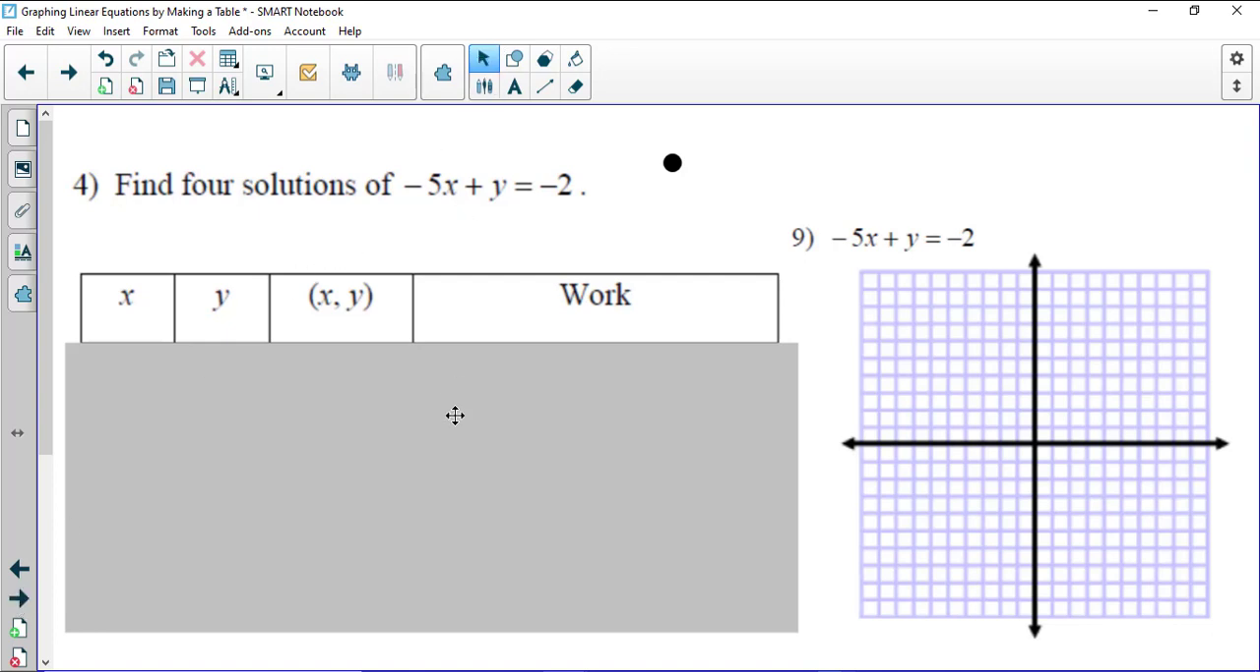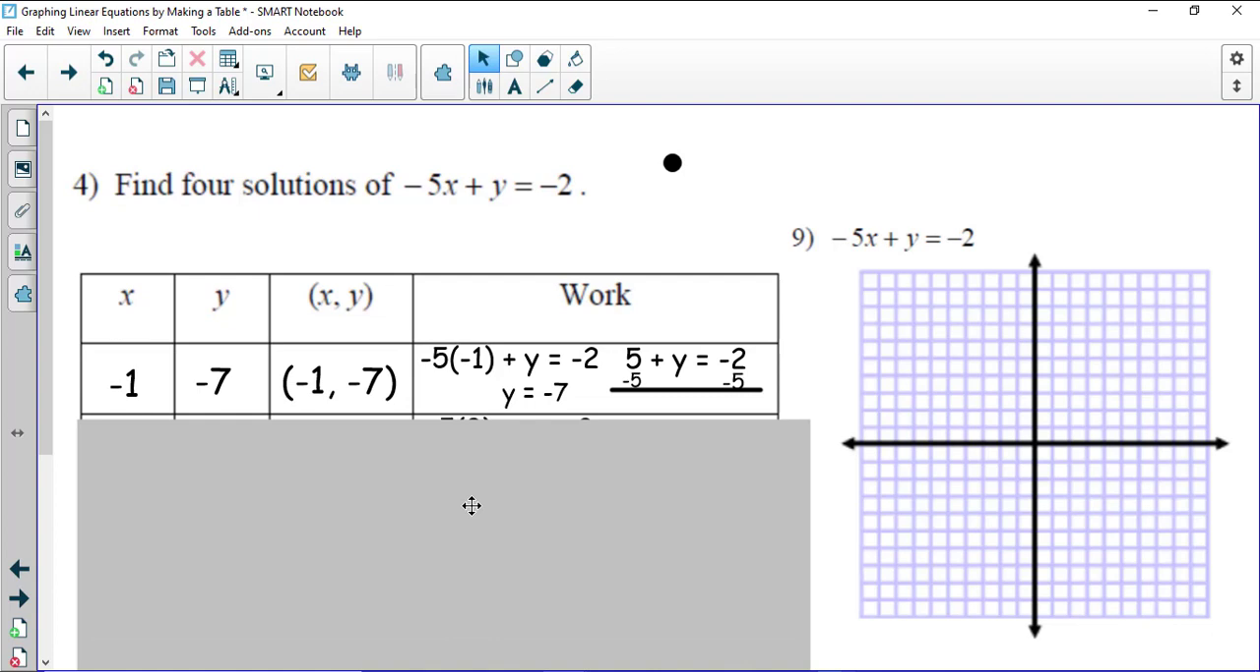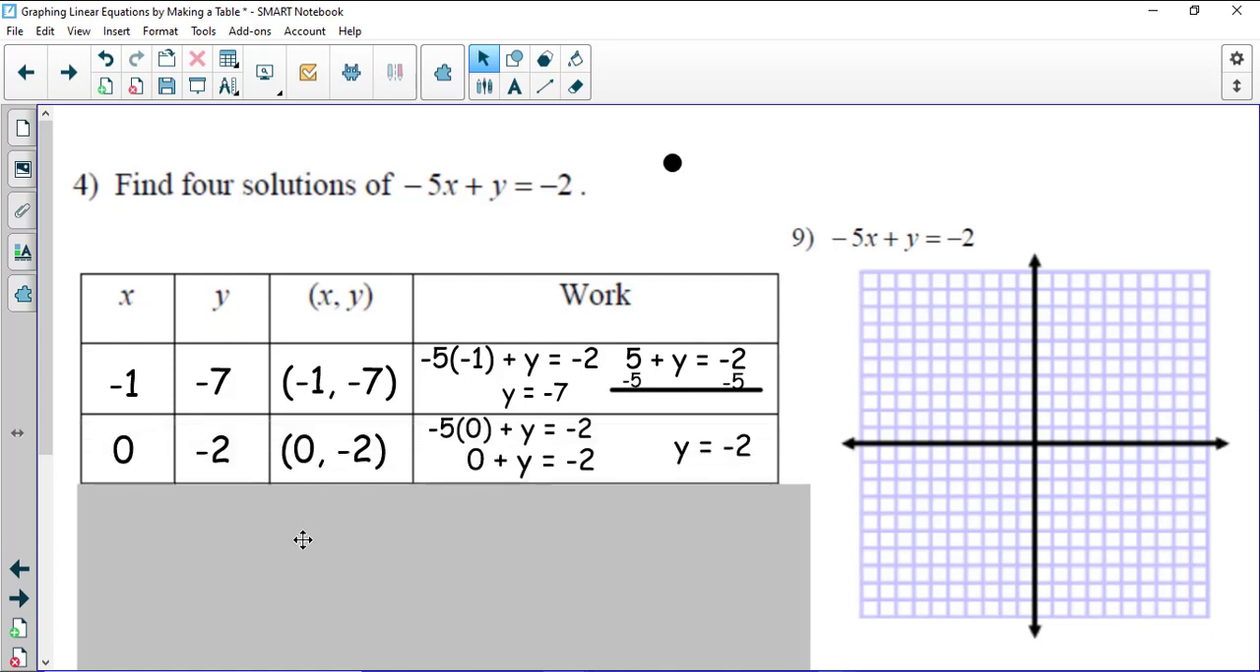I'm going to start with x equals -1. So I did -5 times -1, which got me 5. So I have 5 plus y equals -2. And then I subtract 5 from both sides to get y equals -7. So I basically had to solve a one-step equation there. So -1, -7 will be on that line.